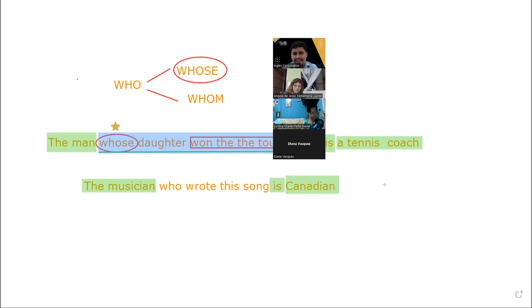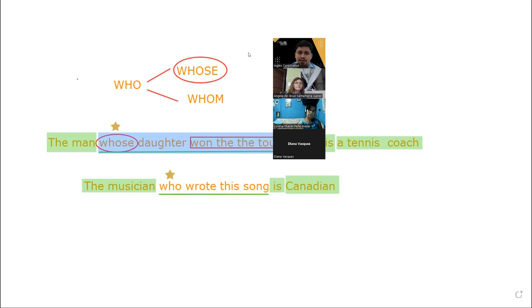So this is something that we can say to someone, and it has a meaning. But if we want to add specific information to identify who that musician is, we can add a relative clause. A relative clause always starts with a relative pronoun. Can you identify the relative pronoun there? Who is going to be the relative pronoun. Who, okay. And the complete relative clause is who wrote this song. The musician who wrote this song is Canadian.